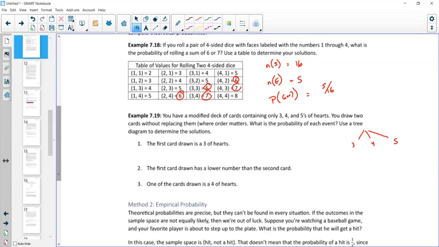So what is the probability the first card would be a 3 of hearts? Well, we have 3 possibilities there. So 1 out of 3.